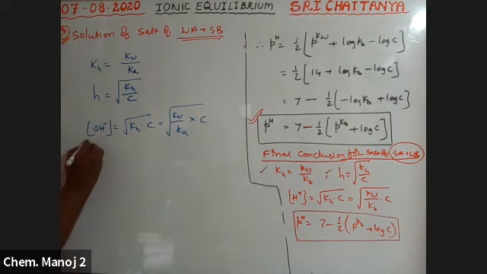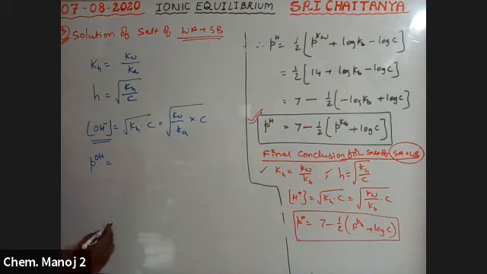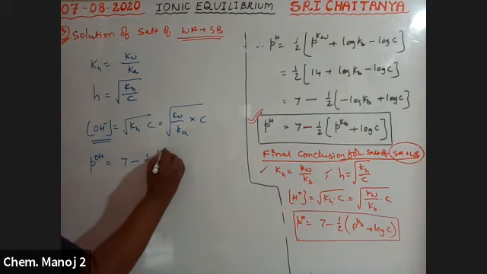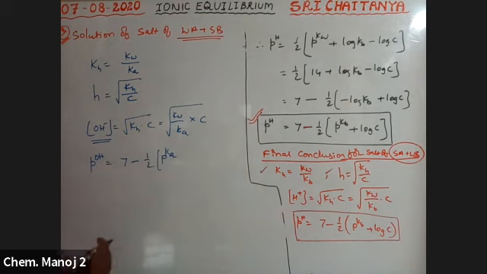This is OH minus. Because it is OH minus, we should calculate pOH. pOH is equal to 7 minus 1 by 2 pKa.